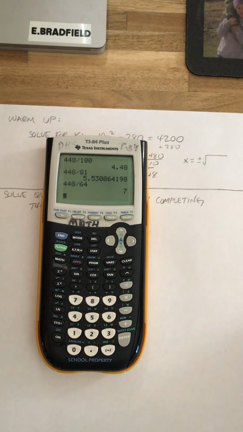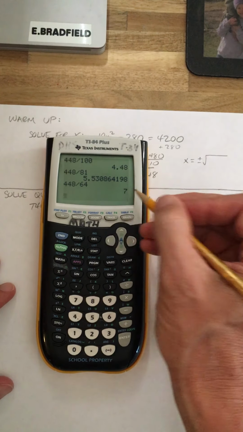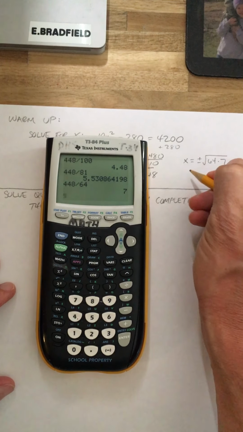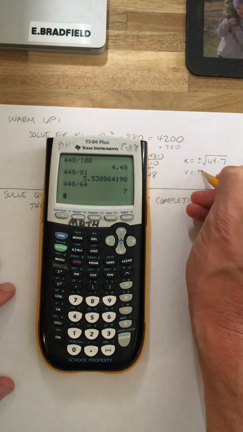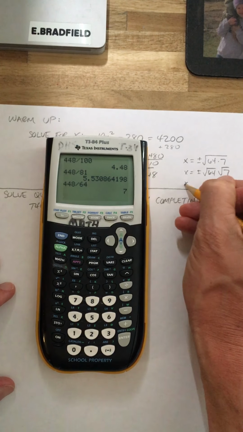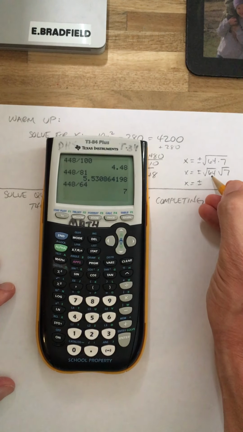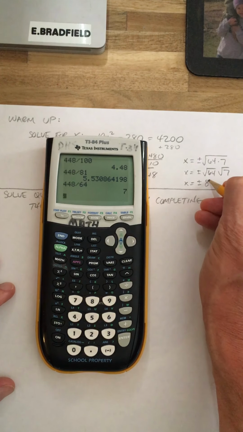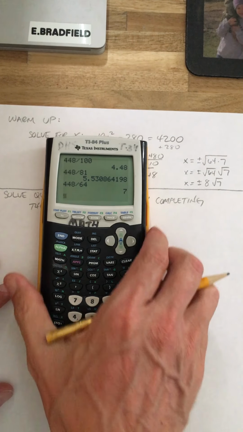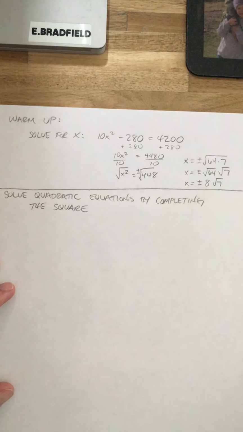So that is what I'm going to write right here. I get the 64 and the 7, so put 64 times 7 and break it up. x equals plus or minus the square root of 64 times the square root of 7. The square root of 64, you should know that, is 8, so x equals plus or minus 8 times the square root of 7, which just stays like that. Hopefully that's what you got.